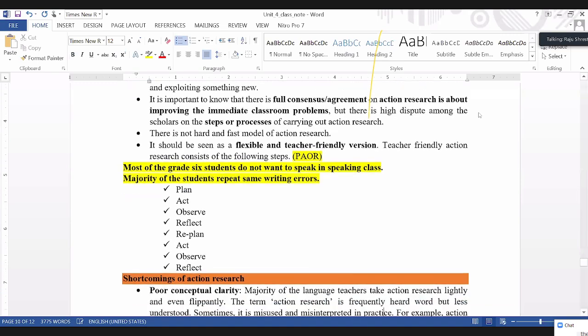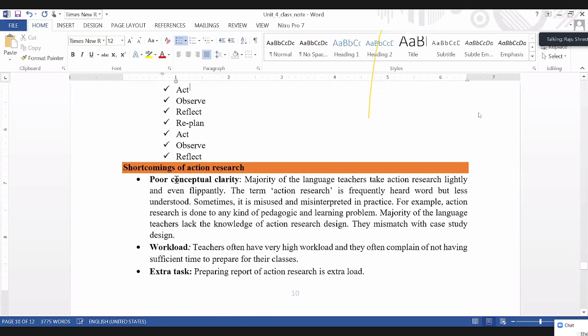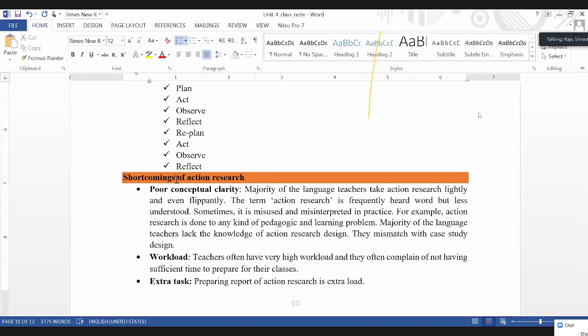Okay. Now some of the shortcomings or disadvantages, or problems or challenges: even though action research is good, why don't teachers do it? There might be some reasons behind not carrying out action research. They might have poor conceptual clarity. What is action research? What are the steps? How to analyze, how to observe, how to reflect. These are technical parts, so teachers may not have clear conceptual clarity, and because of this they do not carry out action research.